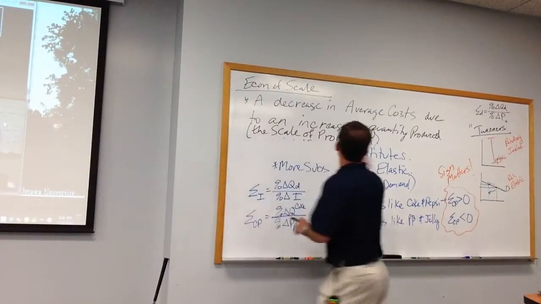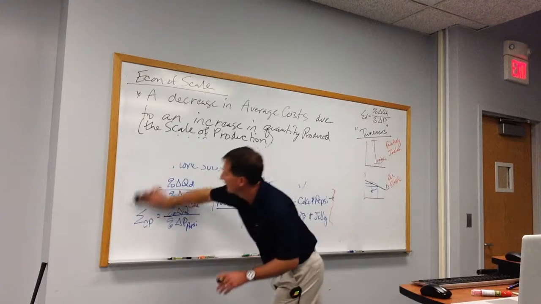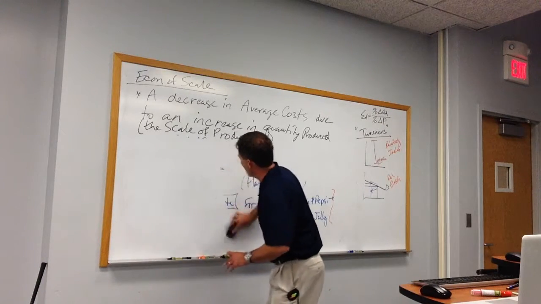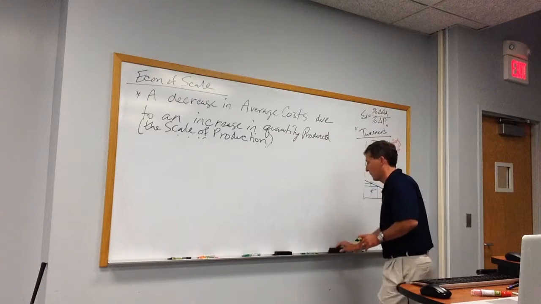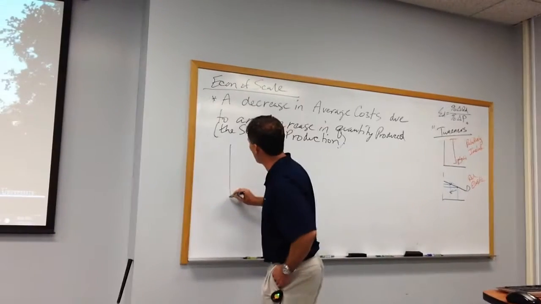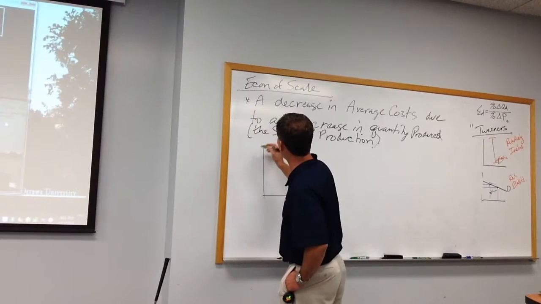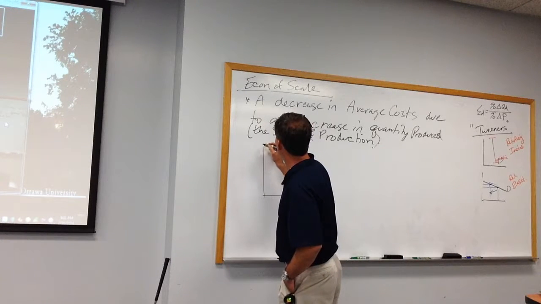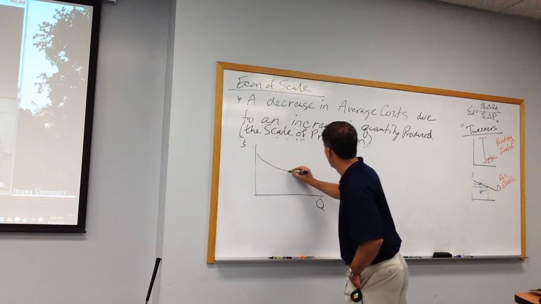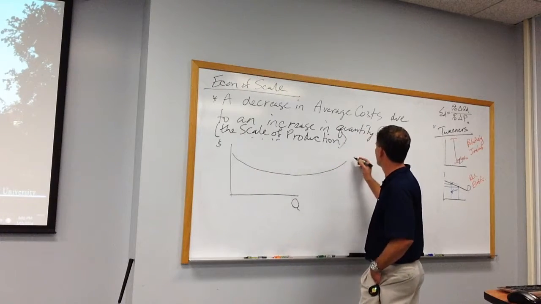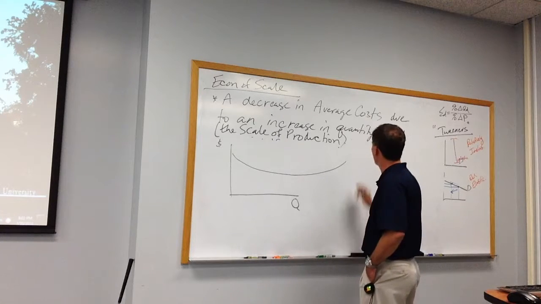So economies of scale: a decrease in average cost due to increasing the scale of production. We've seen this in a couple of our graphs. That's why I wanted to start with economies of scope. That one, the graph isn't easy to do because you've got multiple products. But here with economies of scale, we have a long run average cost curve that looks like this maybe. And I drew this kind of goofy for a reason.